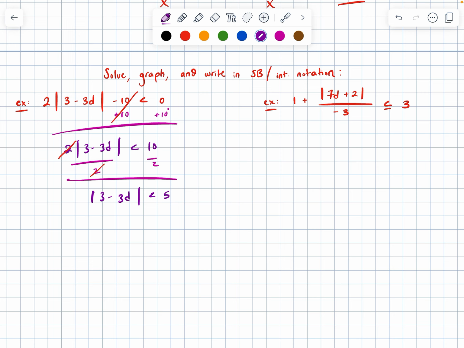Cool. From here, I don't have a negative number on the other side, so this is not a funky case. Here I'm saying the absolute value is less than 5. So here, think of it like a question. What question am I going to ask myself to make sense of this?